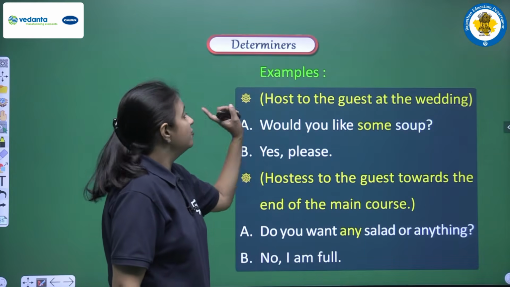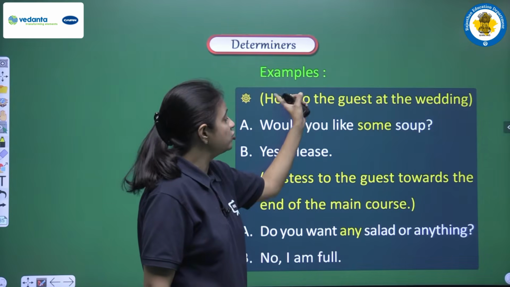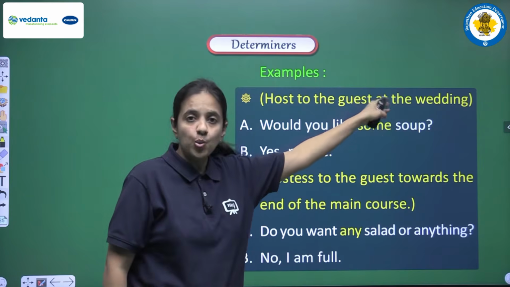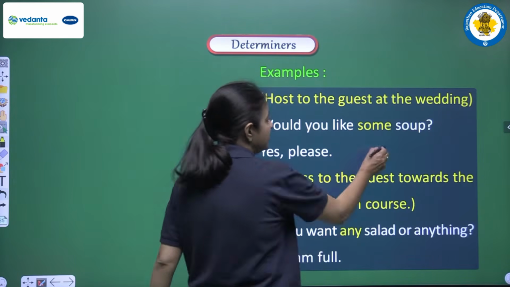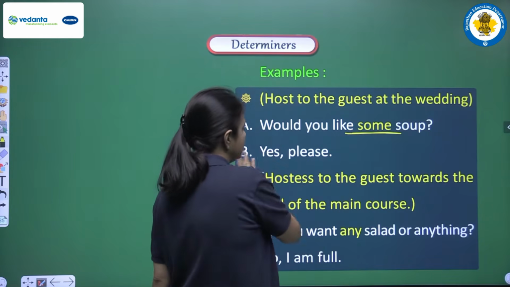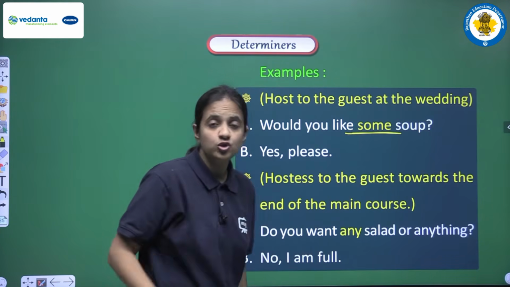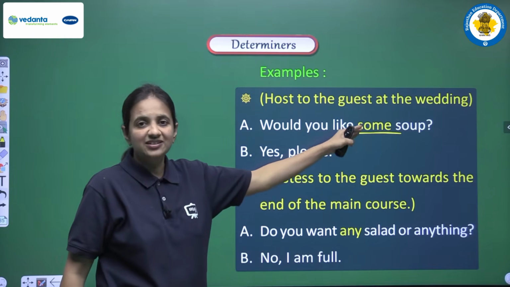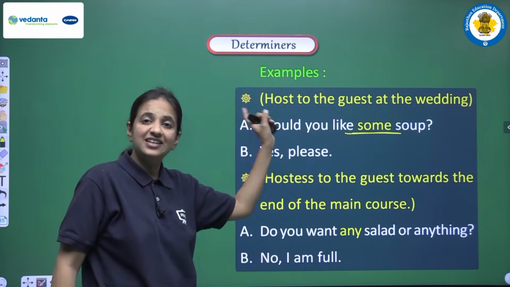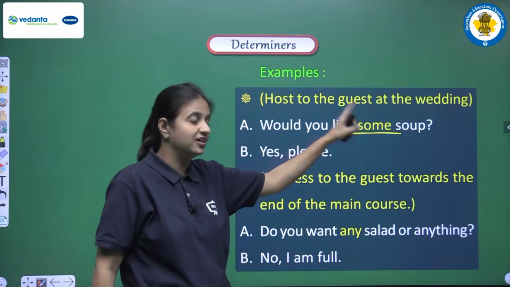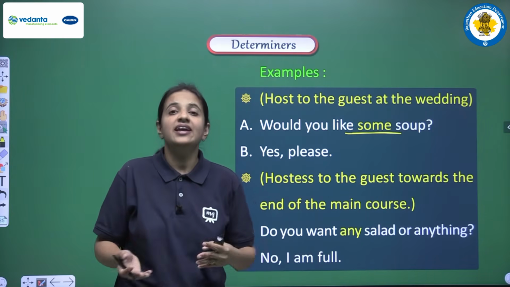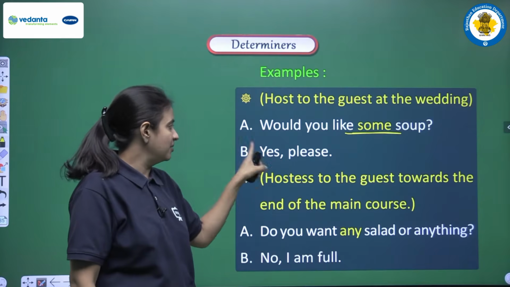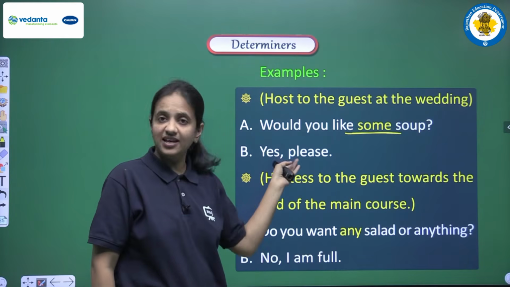So let's see, we have a host who is talking to a guest at a wedding. If he is asking this question and using some, he is asking, "Would you like some soup?" Again we are having an interrogative sentence, and in this sentence he is using some here. Most probably he is expecting the answer yes, and the reply that he is getting here is, "Yes please."